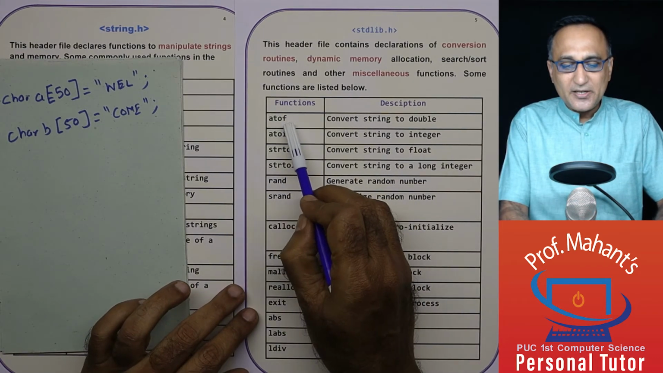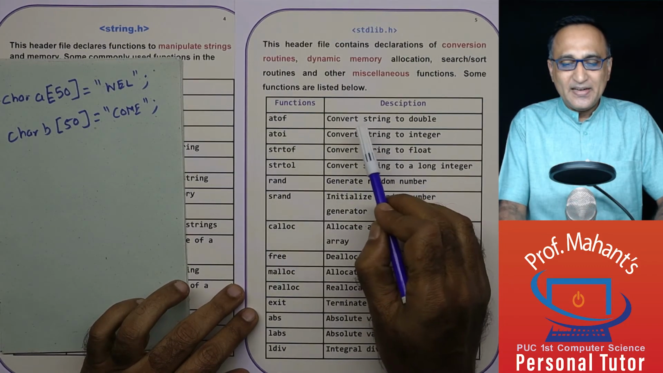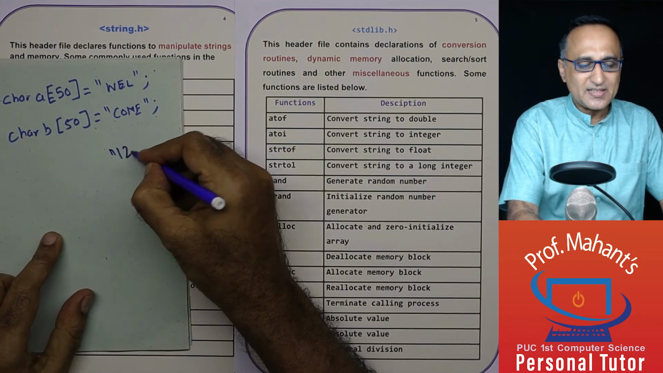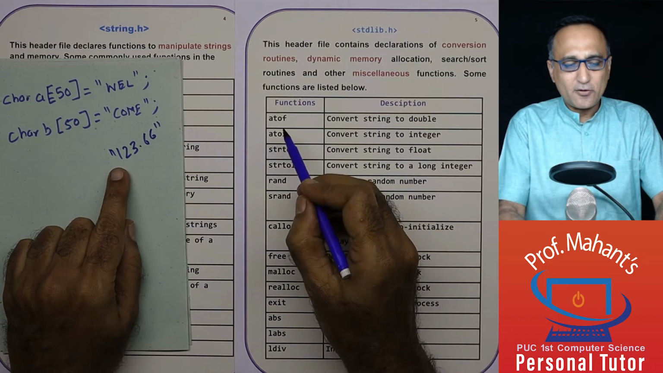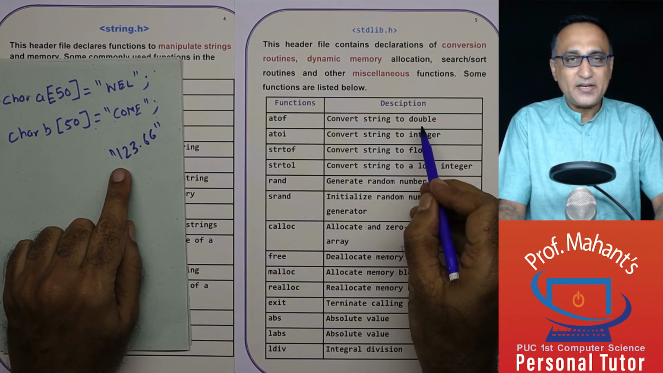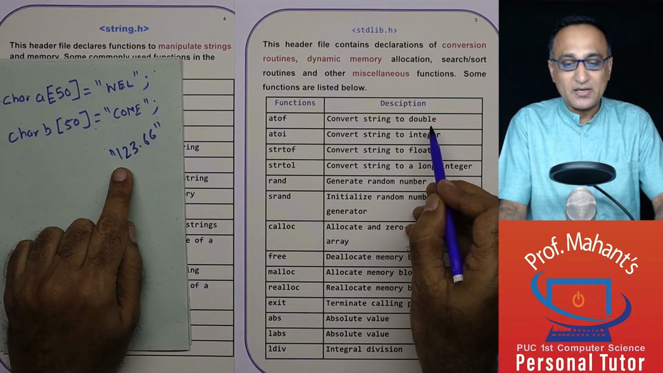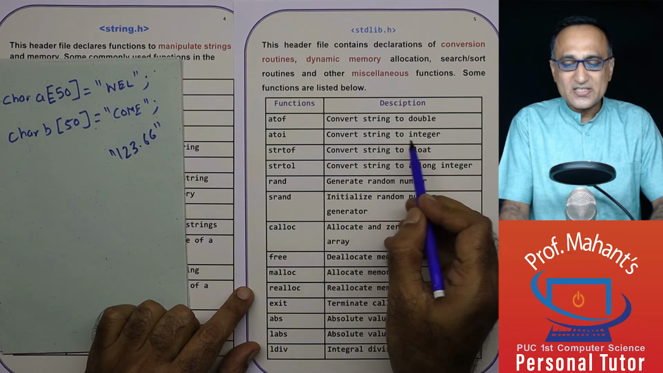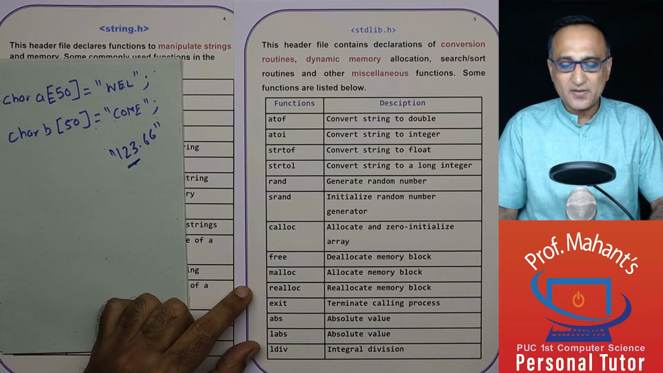The function atof, it's pronounced as A-to-F. It converts a string to double. So suppose I have a string like 123.66. If I use atof, it will get converted into a double value. From a character string, it will get converted into the double data type. atoi converts a string to an integer. So only 123 gets saved as an integer.